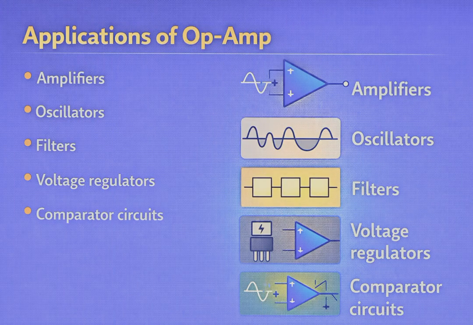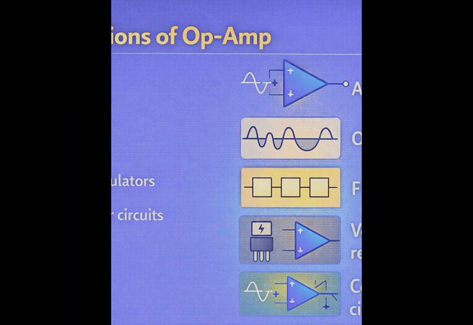Applications of op-amp. Now let us see the applications of op-amps. Op-amps are used in amplifiers, oscillators, filters, voltage regulators, comparator circuits. They are one of the most important components in modern electronics.